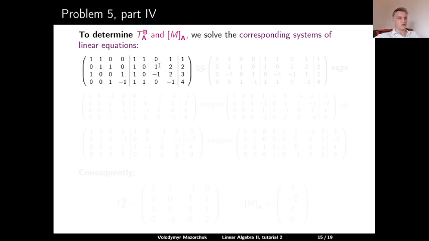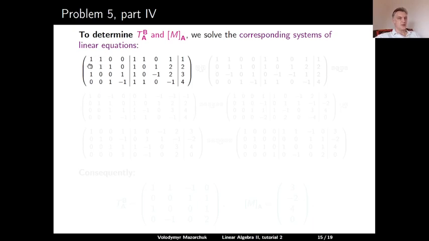Because the transformation matrix from A to B consists of the coordinates of the elements B1, B2, B3, and B4 in the basis A, written as columns. And we should also solve a similar problem for M. So the coordinates of the matrix M in the standard basis are 1, 2, 3, and 4. So we solve all these 5 systems in one go by writing this huge matrix and reducing it to a row echelon form using Gauss elimination.